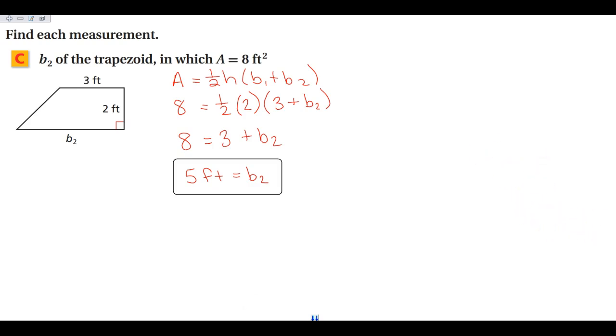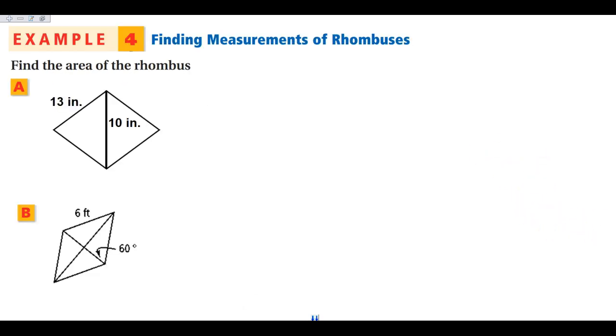All right, we are going to move into our next shape, which is a rhombus. Okay, so again, we're going to start by finding the area of the rhombuses. And remember that my area formula for a rhombus is 1/2 diagonal 1 times diagonal 2. So I know here in this picture that I have one diagonal is going to be 10 inches. But I don't know what the second diagonal is.